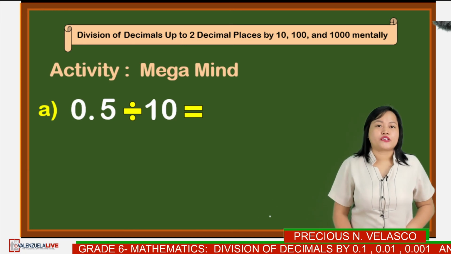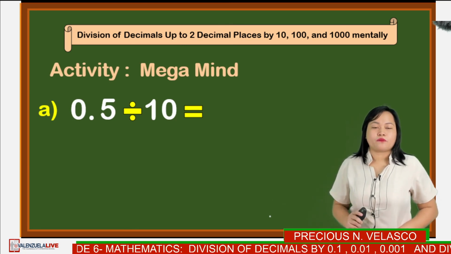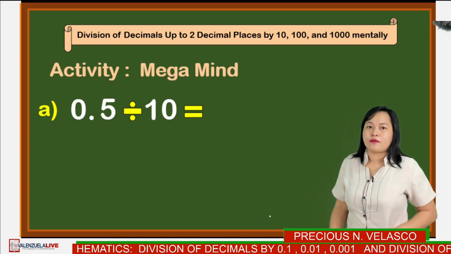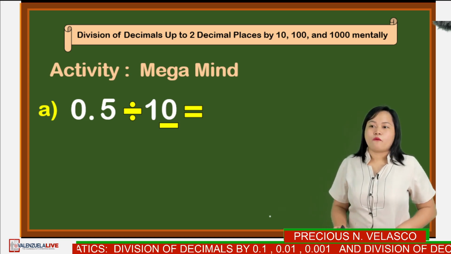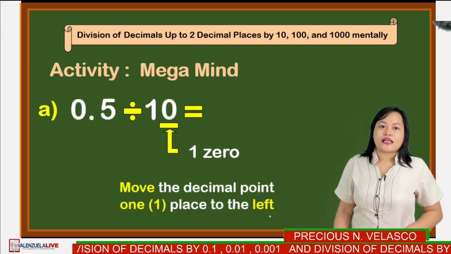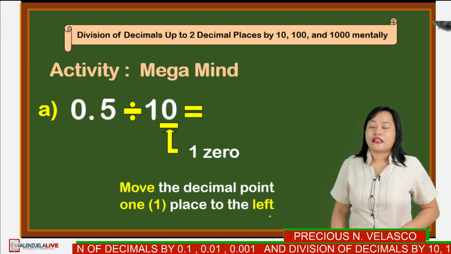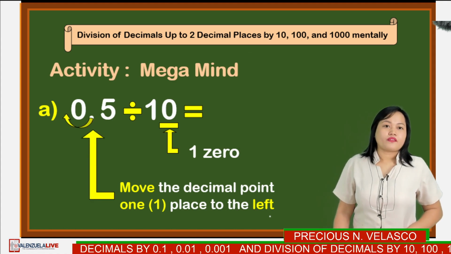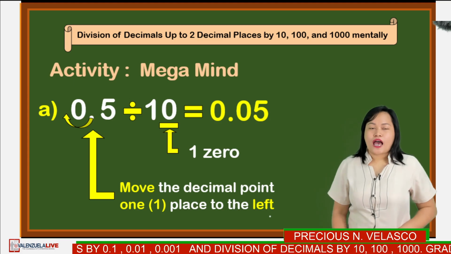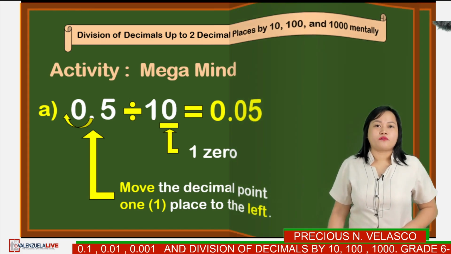Okay, so for the first one, what do you think is the answer? You can comment your answer on the comment box. For this one, we have 10. So what we're going to do is to move the decimal point 1 place to the left. So we have 0 and 5 hundredths.